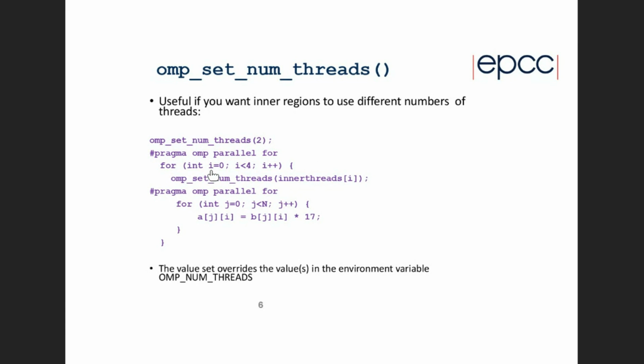For each different value of I, I can then also call omp_set_num_threads and pass some values that I've already pre-computed and stored in an array somewhere. So not only can every thread inside the outer region use a different value to spawn the inner parallel region, but indeed every instance of this inner parallel region could potentially use a different number of threads.